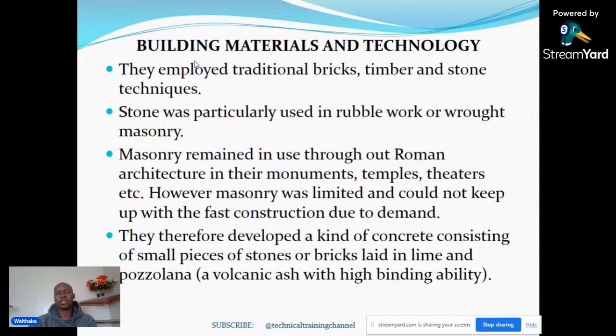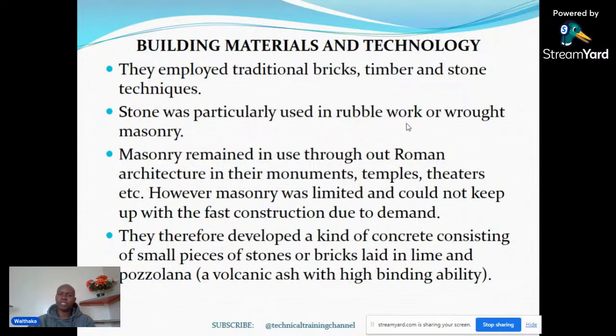Then we look at building materials and technology in the context of the Roman architecture. And then we are saying that they employed traditional bricks, timber, stone, and stone technique. I think these are materials that you are seeing evolving all the way from the Egyptian, though Egyptians didn't use a lot of timber due to the availability, but in Greek and Roman now we are seeing the two being combined quite extensively.